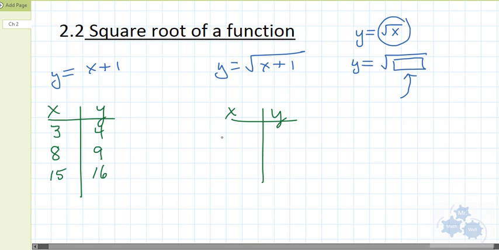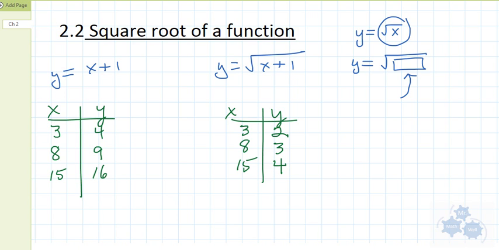Okay, so let's pop over to this one. If I pick the same x values, 3, 8, and 15, 3 plus 1 is 4. The square root of 4 is 2. So we're going to have 3, 2. And 8 plus 1 is 9. The square root of 9 is 3. And 15 plus 1 is 16, and the square root of that is 4.